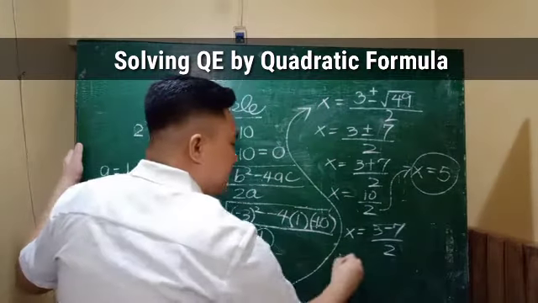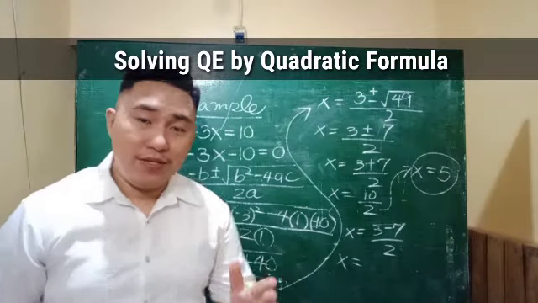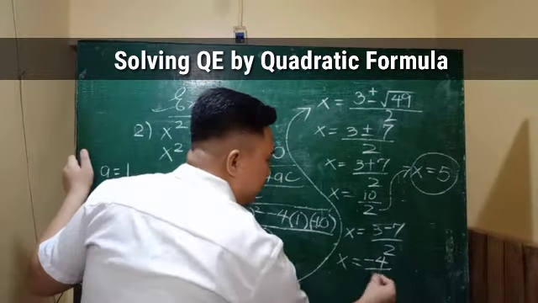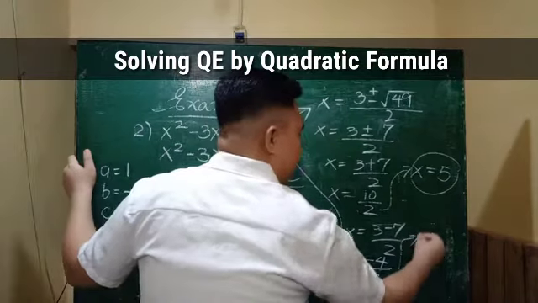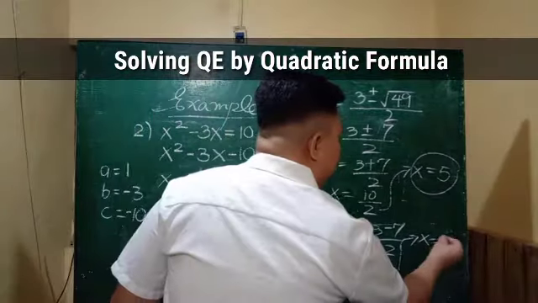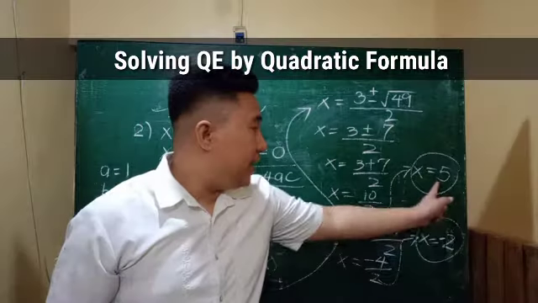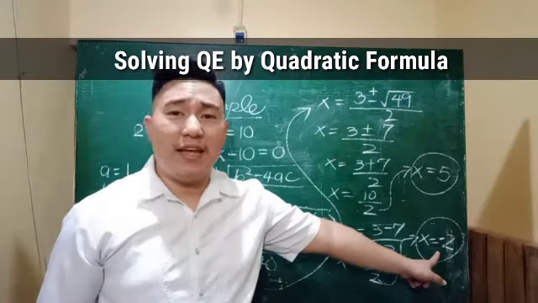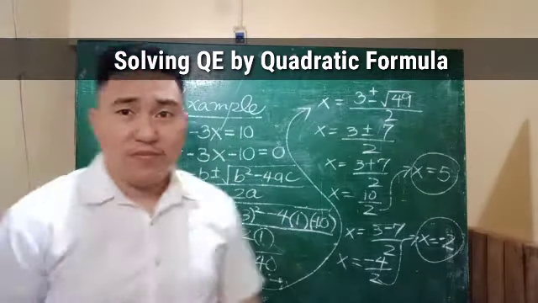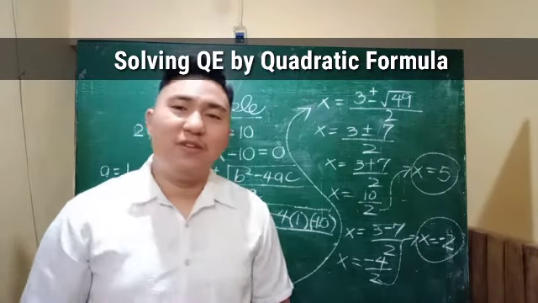Next, x equals 3 minus 7. Magkaiba ng sign. Subtract and copy the sign of the larger number. So, we have negative 4, then over 2. Then, x equals negative 4 divided by 2 ay negative 2. So, our x are 5 and negative 2. Or ang solution set natin ay 5 and negative 2. Nakuha ba? Kung hindi nakuha, let's have another last example.